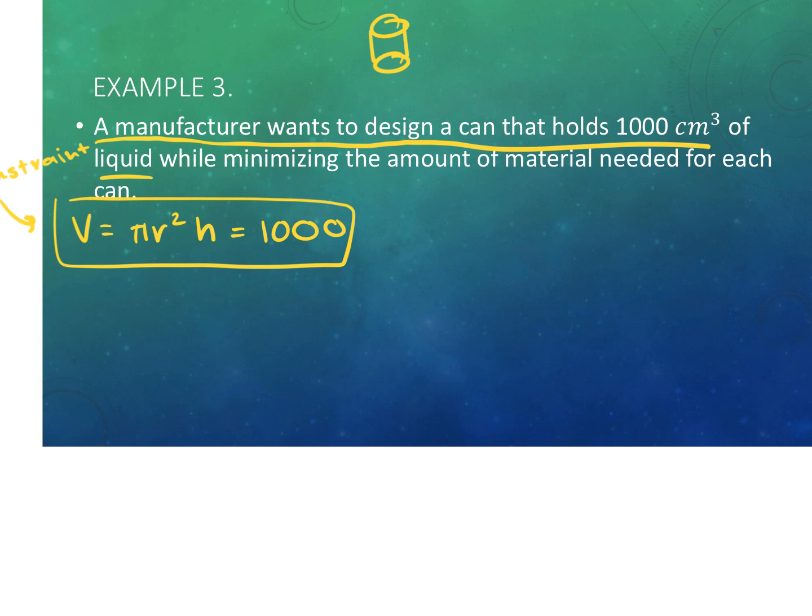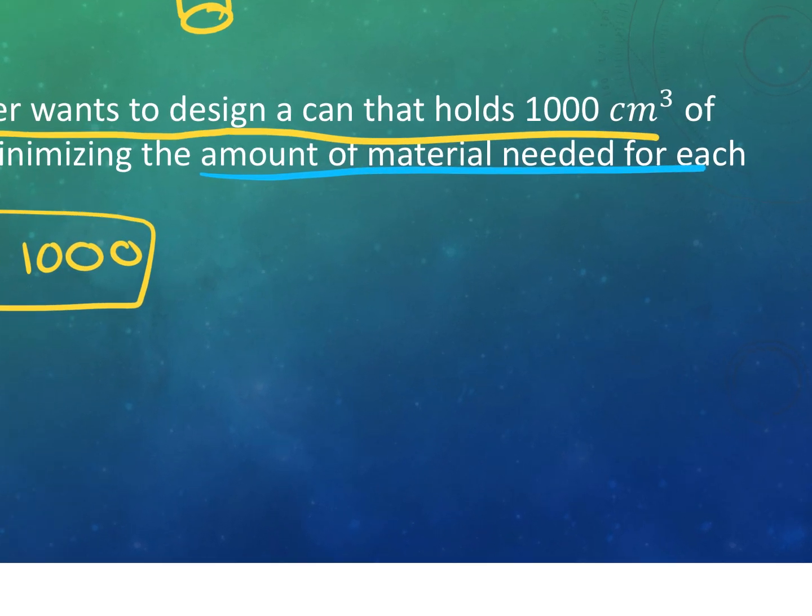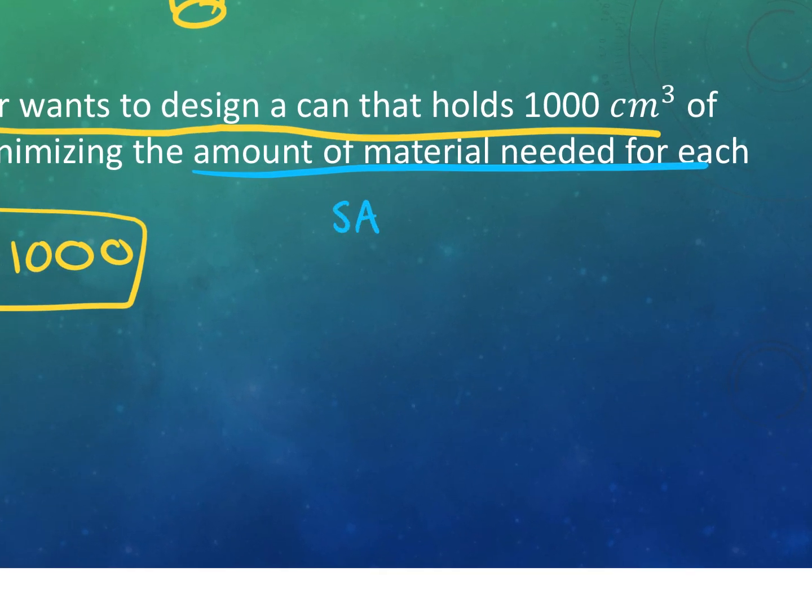So this is our constraint. Let's move on to our second part of the equation. It says, while minimizing the amount of material needed for each can. What type of equation do you think I have when I'm talking about the material that's covering the can? Surface area. Awesome. Our surface area equation for a cylinder is 2 pi r times h plus 2 pi r squared.